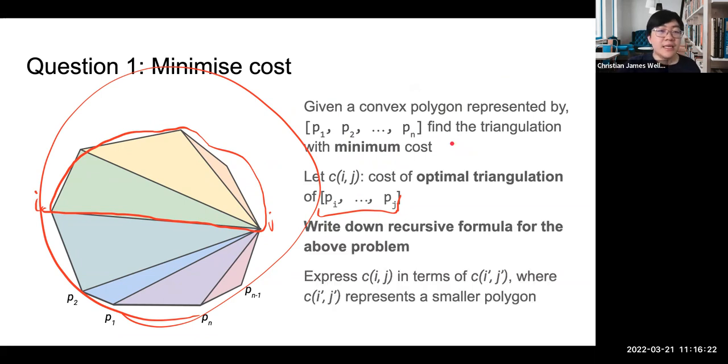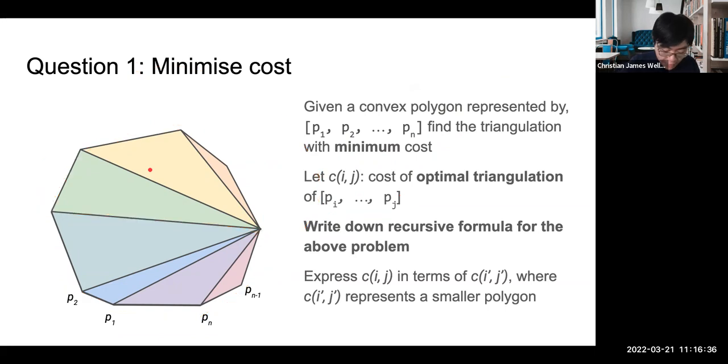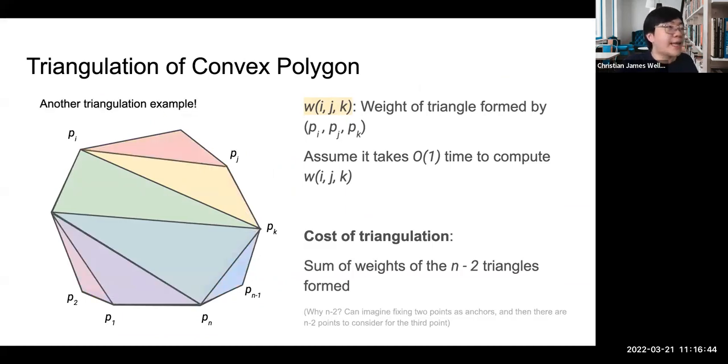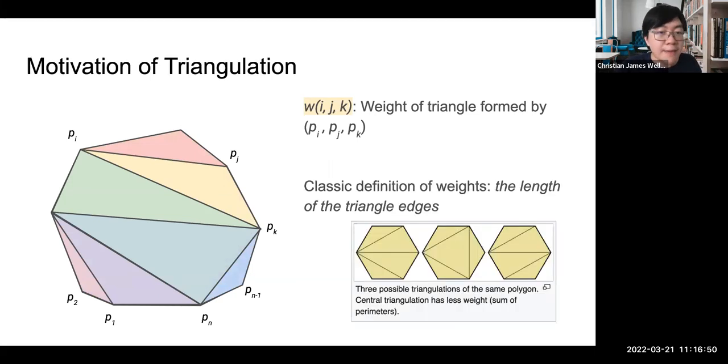Okay, and the first step we want to try to do for dynamic programming in general is to write down the recursive formula for the above problem. Like how are the smaller versions related to the bigger problem? Remember, why we are interested in this problem in the first place is because there are many different triangulations. This is one possible triangulation, this is another possible triangulation, and they both give different costs. We want to find the one that gives us the best cost.